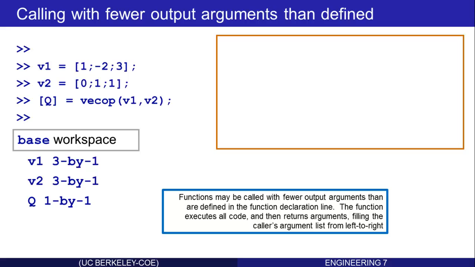In general, the behavior is that functions may be called with fewer output arguments than are defined in the function declaration line. The function executes all the code, even if that involves computing arguments which are not going to be passed back, and then it returns the arguments, filling the caller's argument list from left to right. So in this case, there were 2 output arguments defined in vecop, the dot product and the cross product. The dot product is the first output argument, therefore that is what is returned in the variable q.